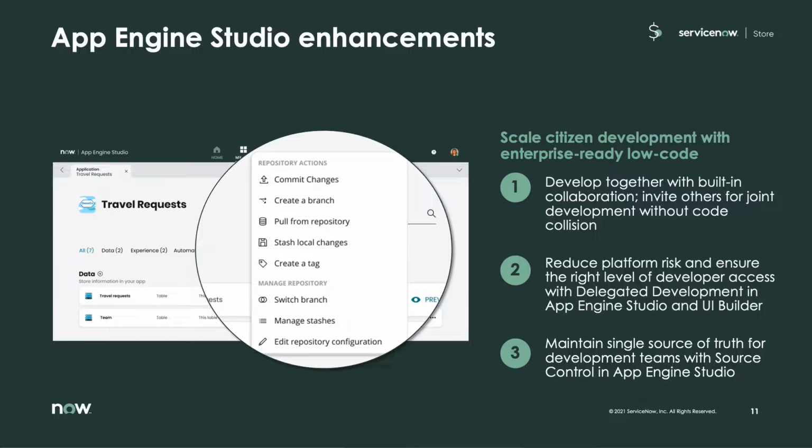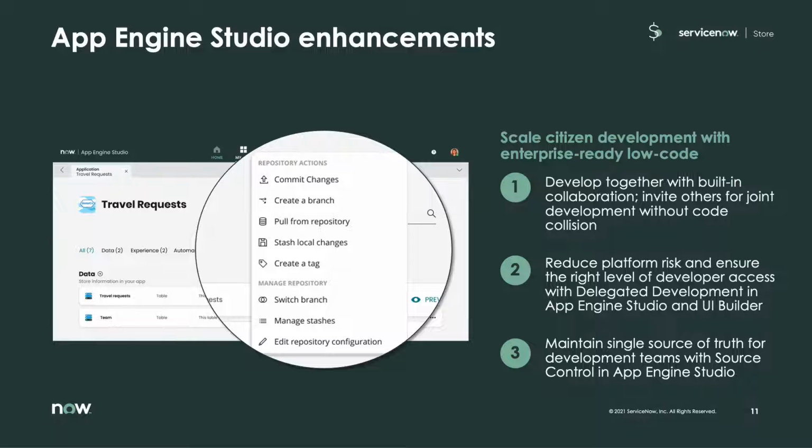This was originally released in March of 2021. And AES, or App Engine Studio, is targeted towards those citizen developers and low-code developers. AES is a fast, intuitive, low-code visual development environment that really empowers developers to collaborate and build applications that power your digital enterprise. Now, that's the overview in case you're new to this and you haven't heard of it before. We realize that some of you may be watching this as your very first ServiceNow video, so I want to make sure that we give you that background.